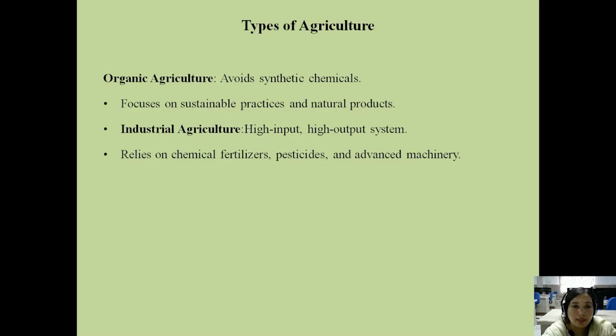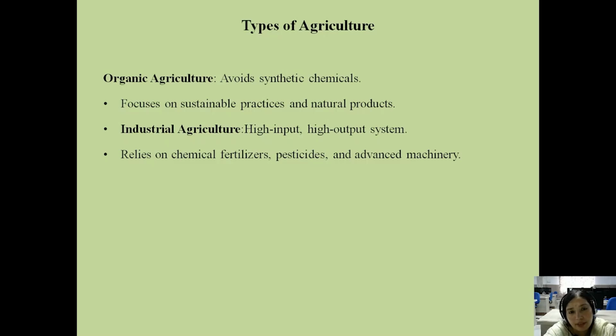Then organic agriculture tries to avoid synthetic chemicals on your crops, and focuses on sustainable practices and natural products. Industrial agriculture is a high input, high output system, and relies on chemical fertilizers, pesticides, and advanced machinery.